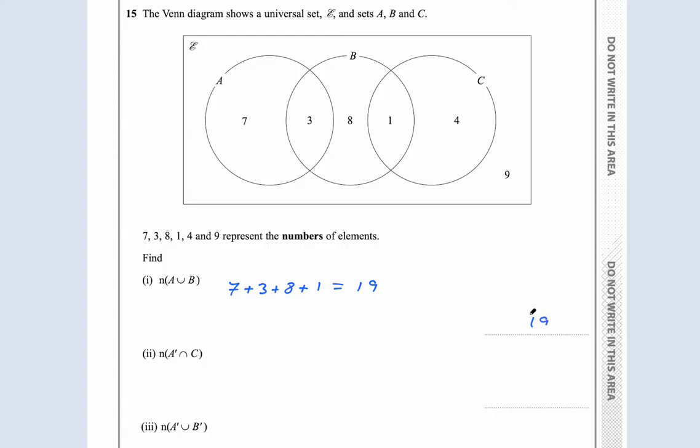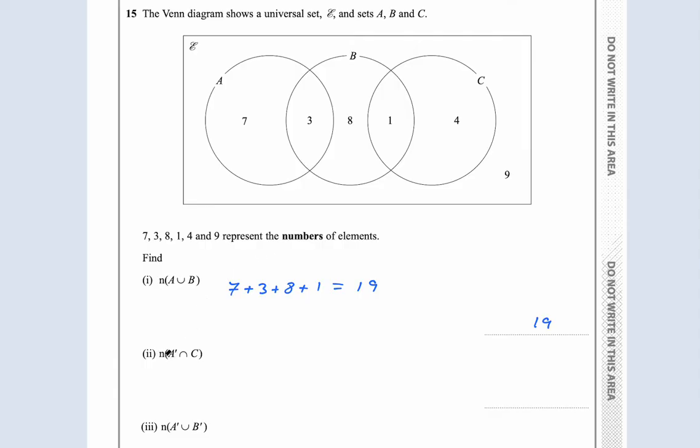Now this is why I say it's confusing. Sometimes these are just elements, and then the number of elements will be 1, 2, 3, 4, because there's 4 elements. But these represent how many elements are here. So really there's 7 here. Hence, I add them up and I get 19.